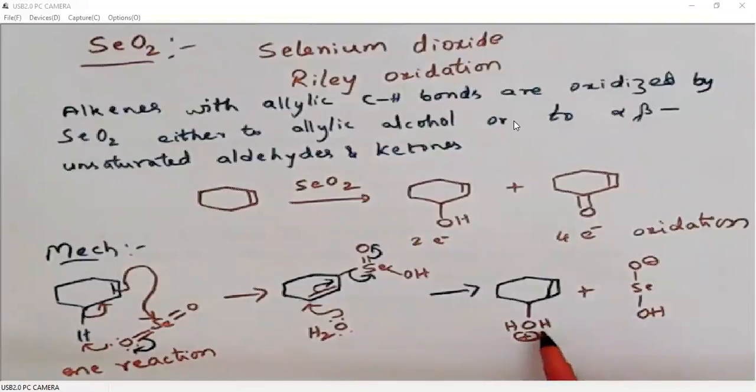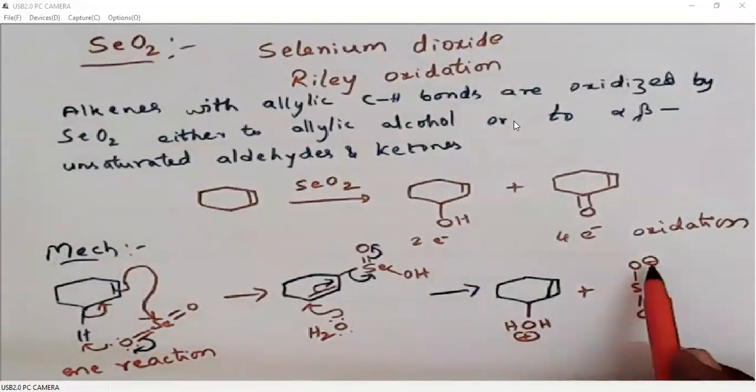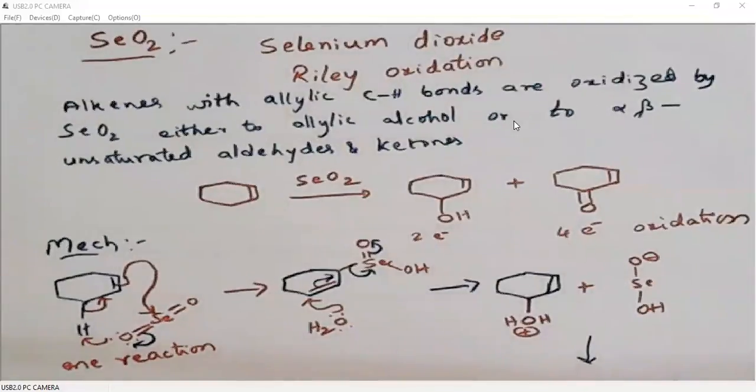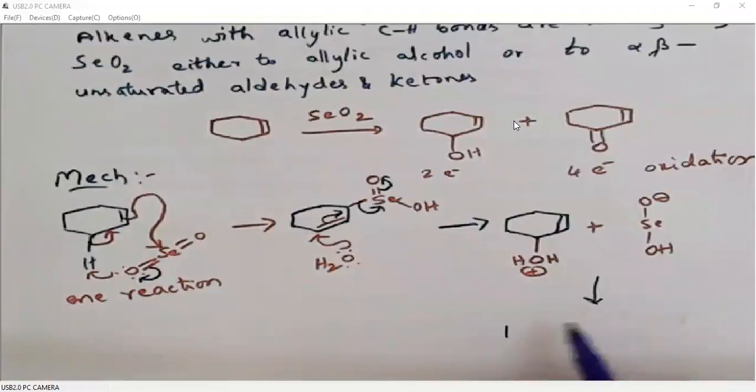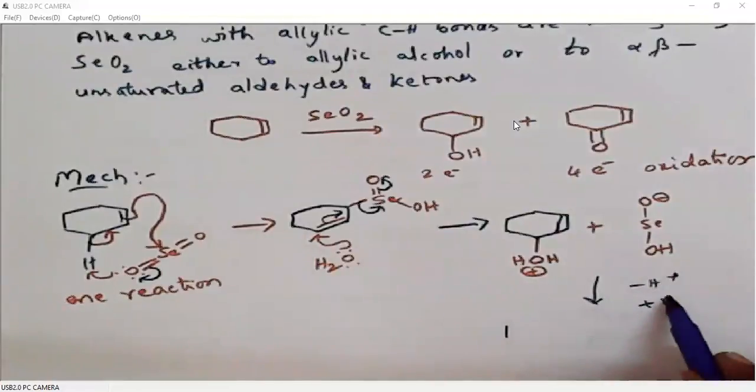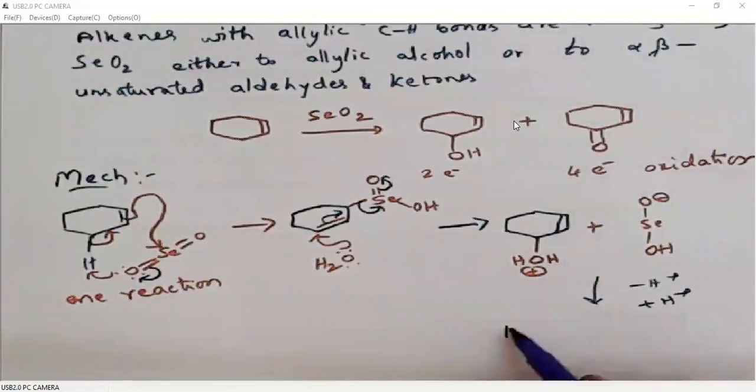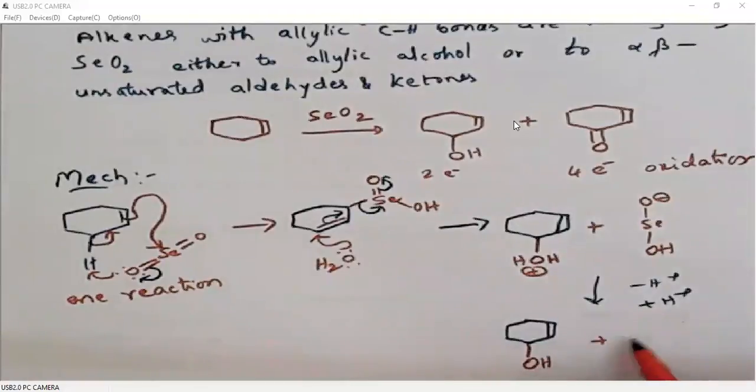Then a proton from the water molecule will be transferred to oxygen. So minus H plus, plus H plus. We will take out this proton, and add H plus. It is OH plus SeOH. So this is a 2 electron oxidation because Se4 is reduced to Se2.